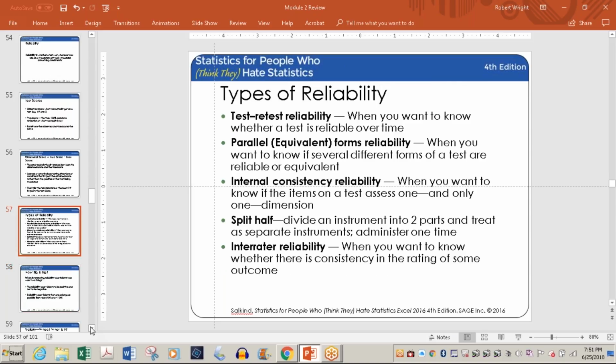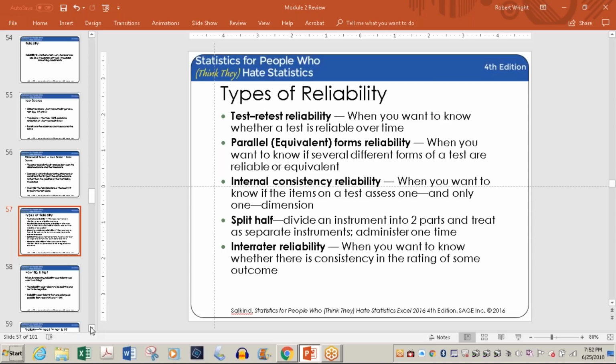Okay. We talked about reliability, and there's different types of reliabilities. We talked about these last week, so I won't go over them again in great detail. Just to remind you, test-retest: when you want to know whether a test is reliable over time, this is your pre-test, post-test type of situation. Then parallel, or what we call equivalent forms: you take two different instruments that cover the same material and see if they render the same results. Internal consistency: when you want to know if the items on the test assess one and only one dimension.